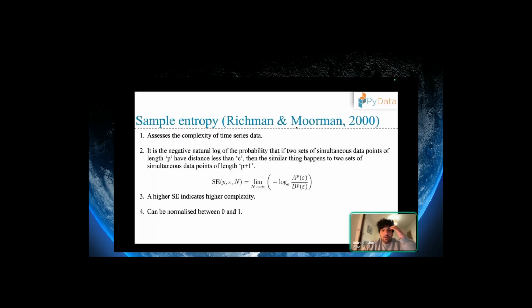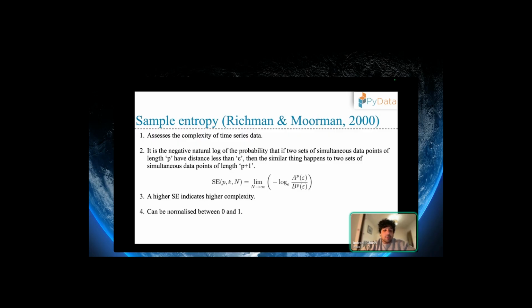Sample entropy was proposed by Richman and Moorman in 2000, and this was proposed for a medical reason as well, and it was for cardiovascular data, if I'm not wrong. Yes. What it also does is assess the complexity of time series data, especially biological data. Again, it has a bit of a lengthy algorithm, but it calculates the negative logarithm of these two functions, and then limits it at a large data set. A higher sample entropy indicates higher complexity, which is related to chaos.